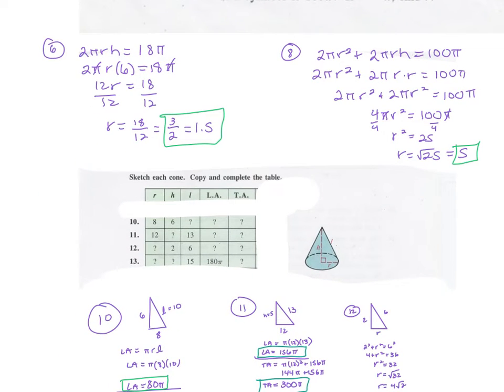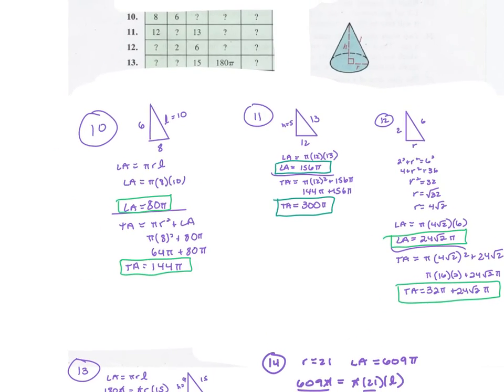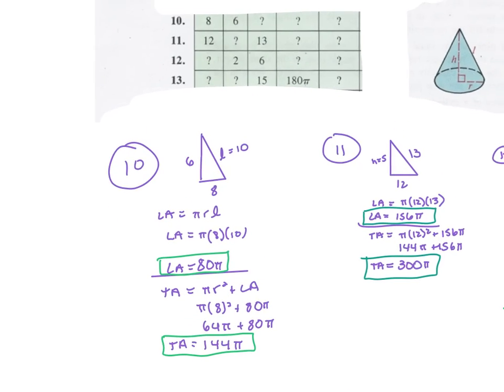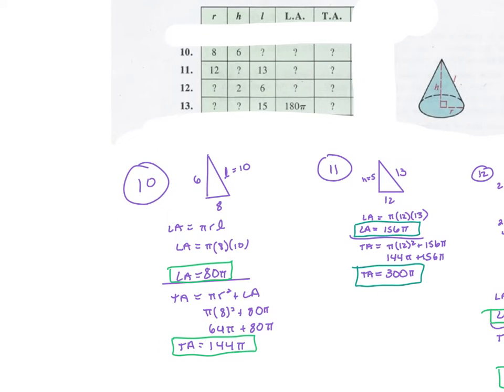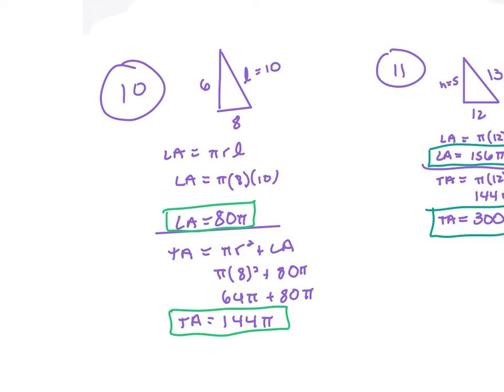Okay, now we're going to be filling in the chart, just like we did in the warm-up. So here is 10. Here, I'll just do it one at a time. So for number 10, we were looking for the lateral area and the total area. Miss Corey, yes. Can you go back to number 8? Yes.